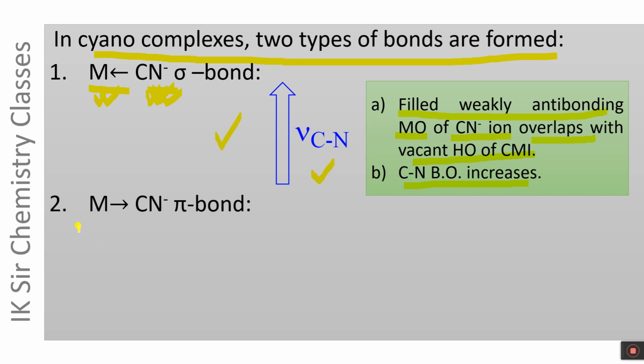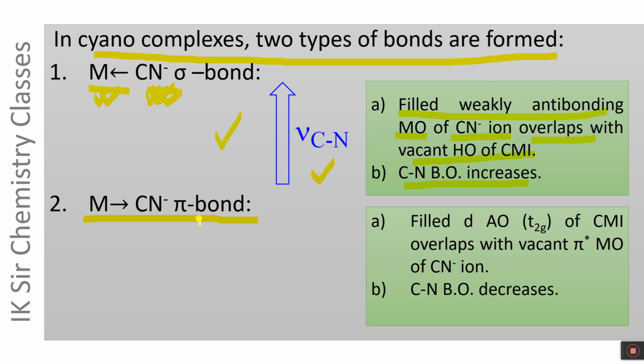The other type of bond is metal to CN pi bond. This pi bond formation involves the following type of overlapping: the filled d atomic orbital, which is called T2g set, of the central metal ion overlaps with vacant pi star MO of CN minus ion.